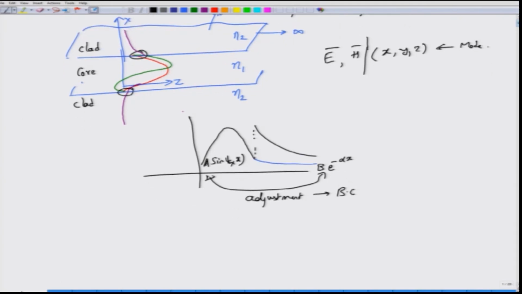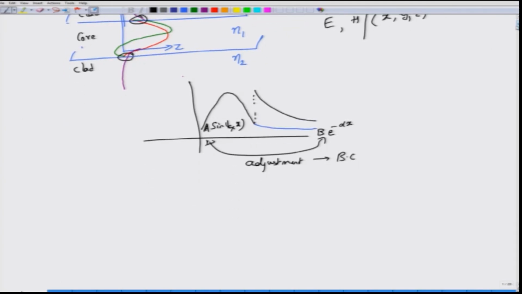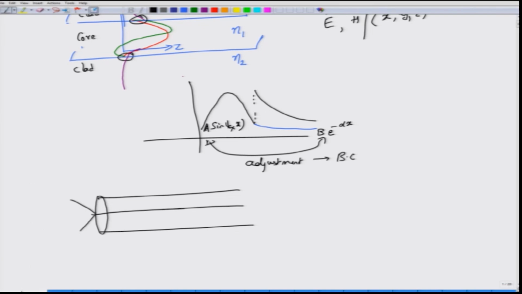Now, is it always possible that I always end up with a guided mode, that is energy confined in the core? Actually no. If you look at our example in the previous module where we were discussing the concept of acceptance angle, we said that for a fiber there exists something called an acceptance angle, within which if your light wave is incident, then this light wave is guaranteed to be guided inside the waveguide.